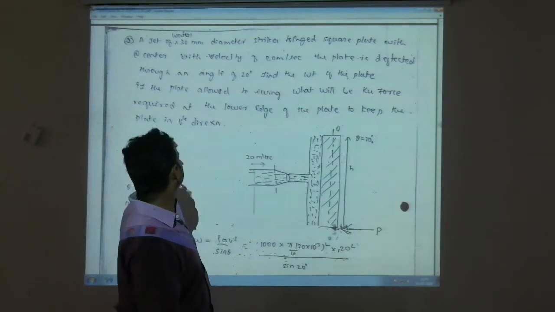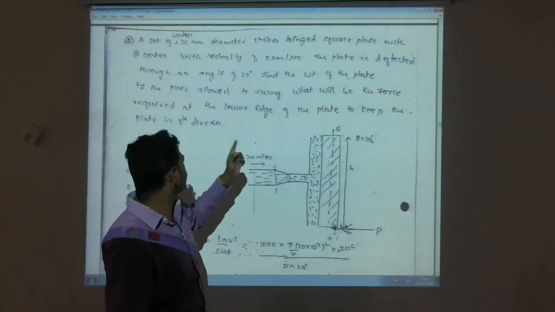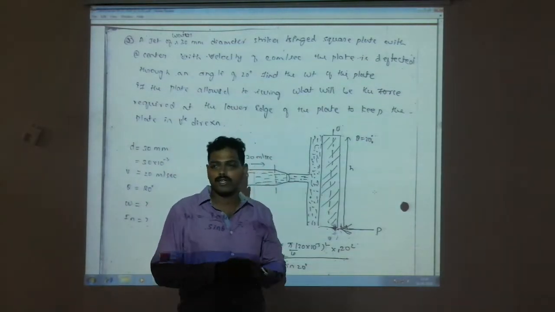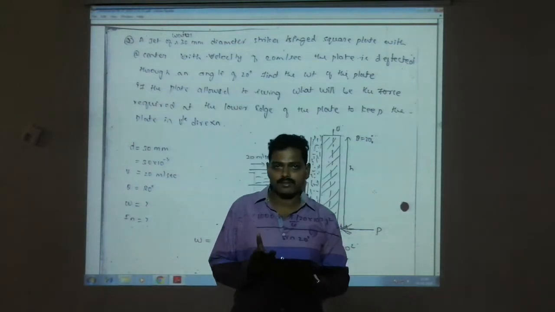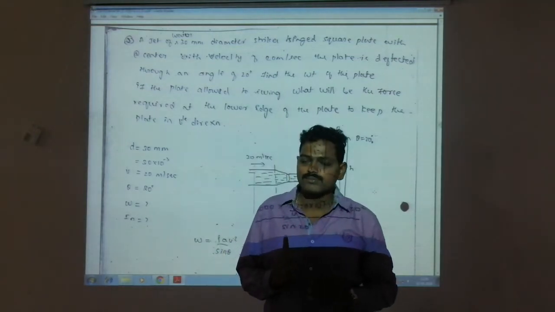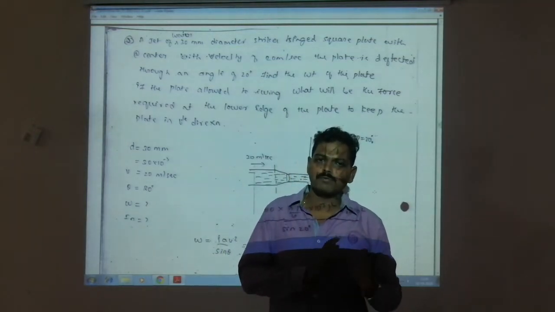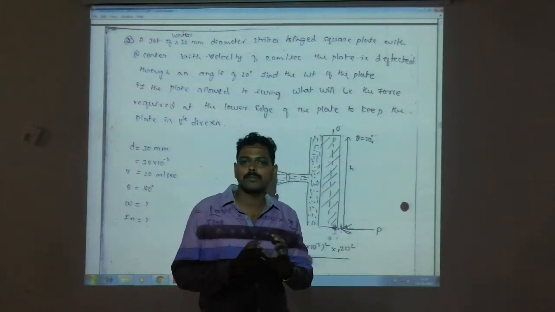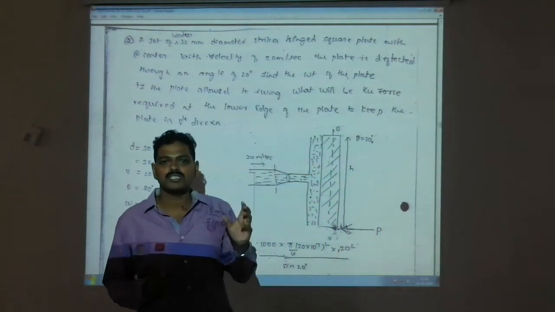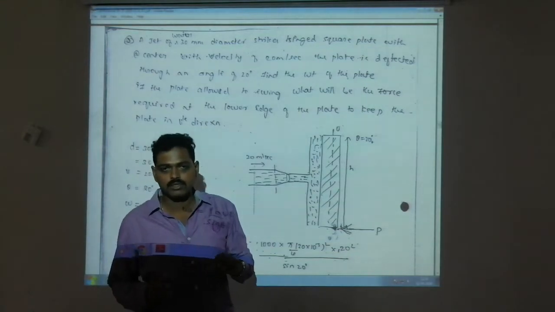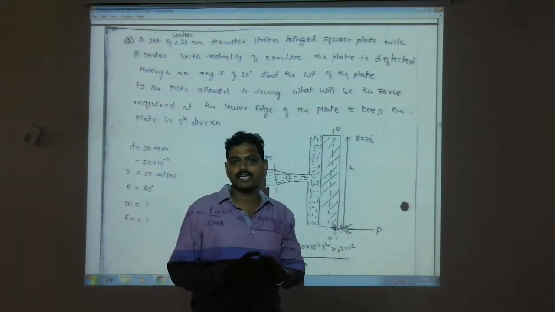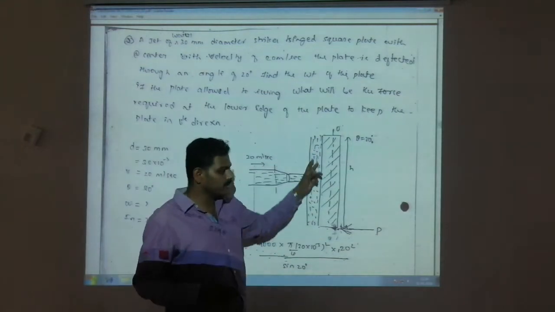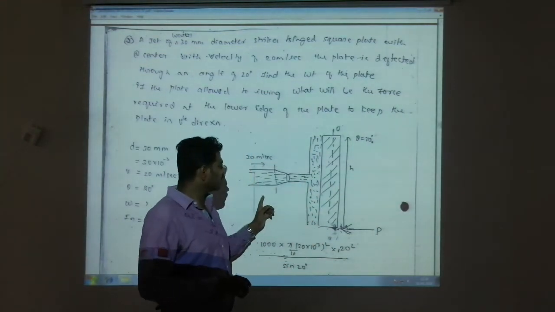What will be the force required at the lower edge of the plate to keep the plate in vertical direction? So there are two questions here. One, find out the weight of the plate when it is in equilibrium. Two, if both the ends were fixed instead of a hinged plate so that it does not tilt, what is the force required at the bottom end to keep it in vertical position. So here we have to find that, and before that we should draw the sketch.